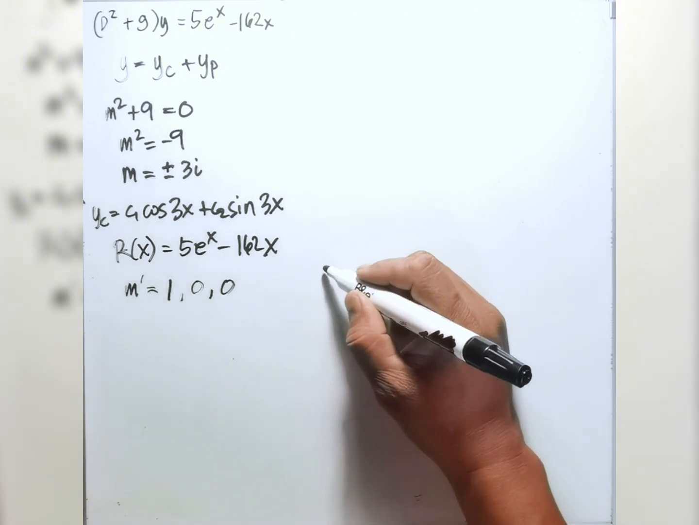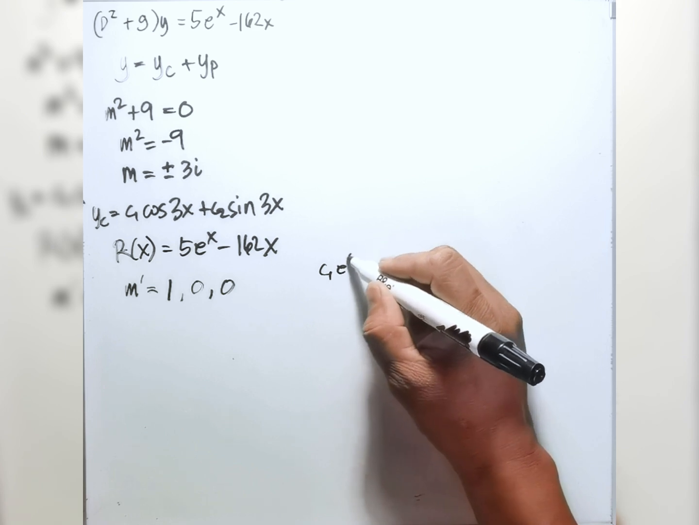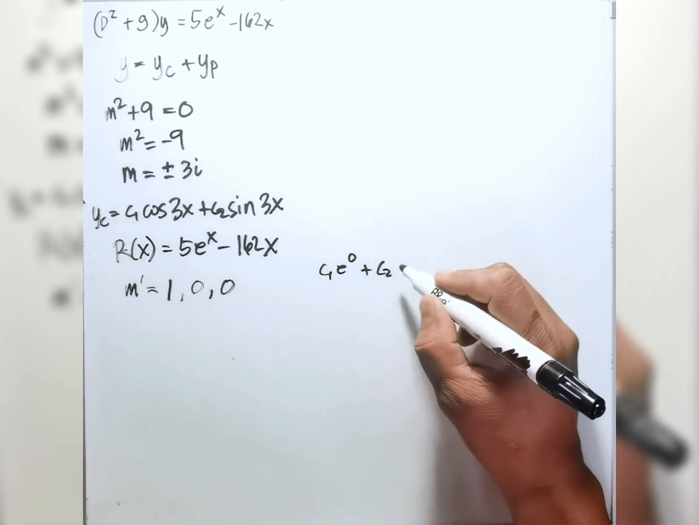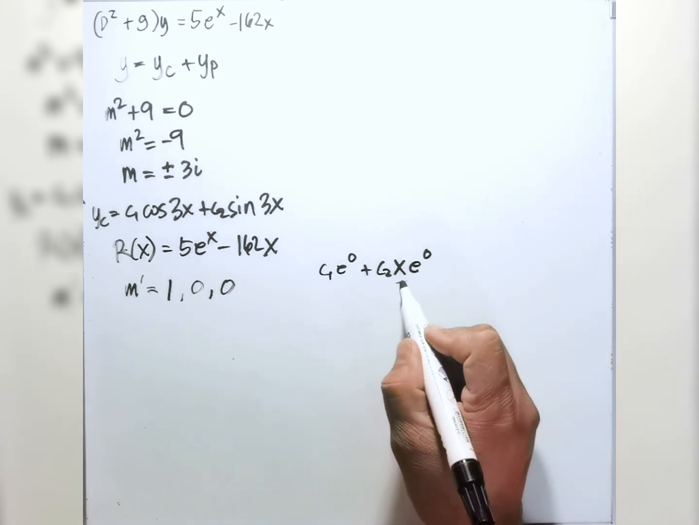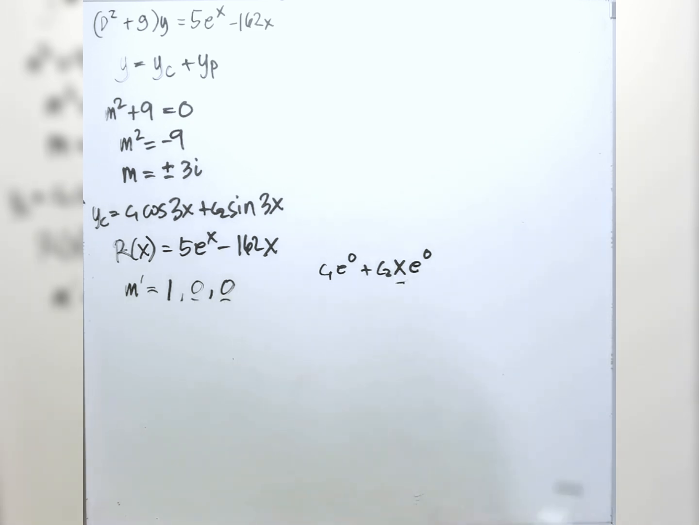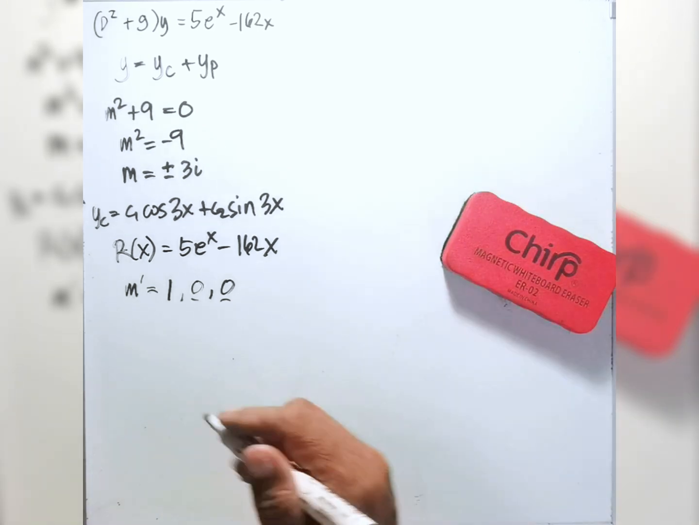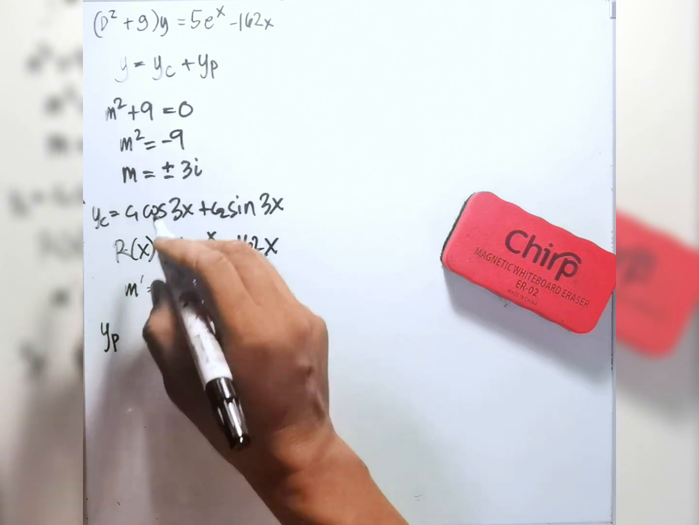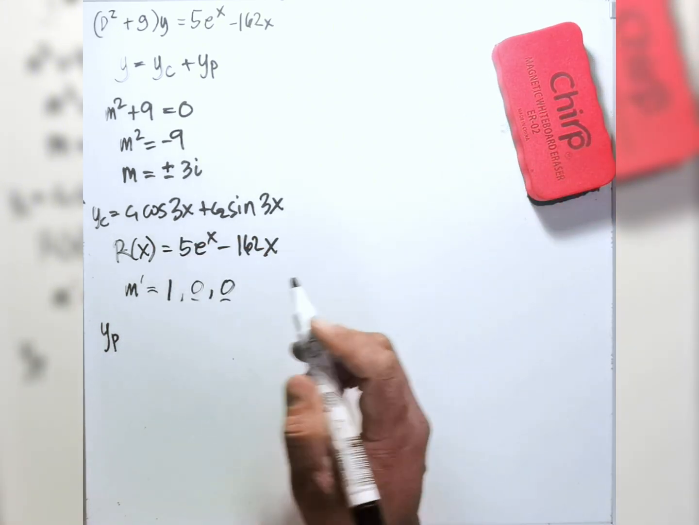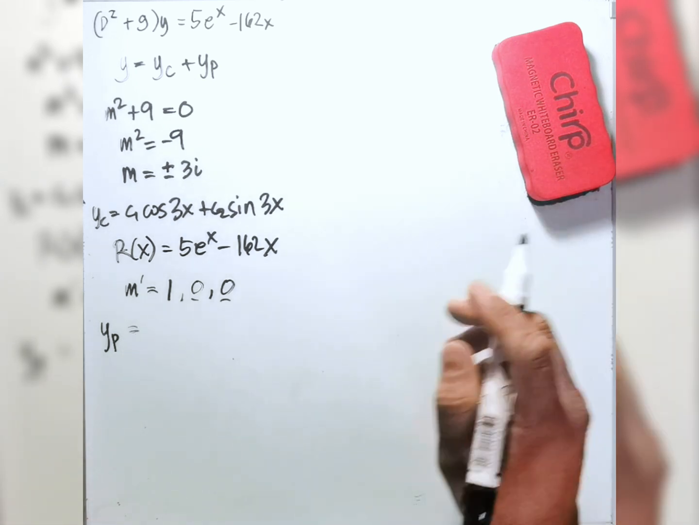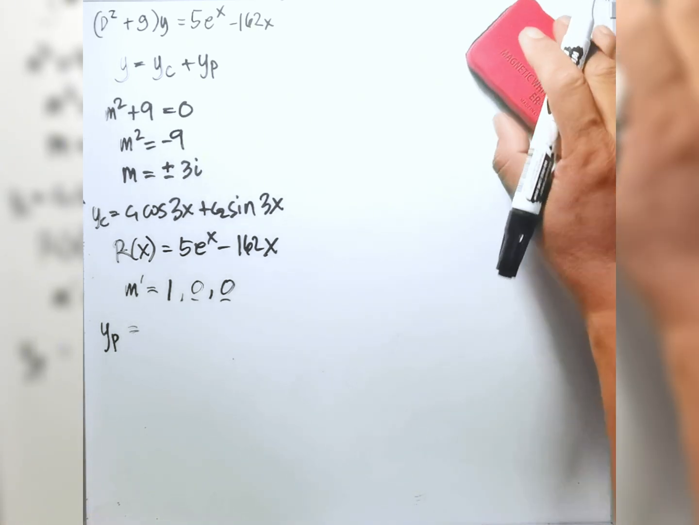It's the same as having c1 e to the 0 plus c2 x e to the 0. So that's why we have x. That's because of the two repeating zeros. But here for y sub p, we will not use C1, C2, C3, and C4. Instead, we'll use A, B, C because this is a particular solution.